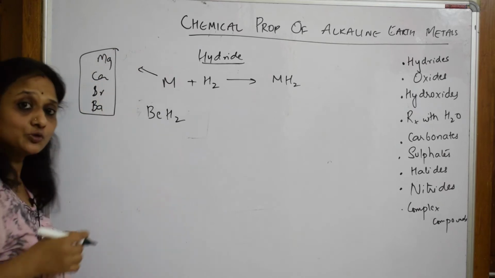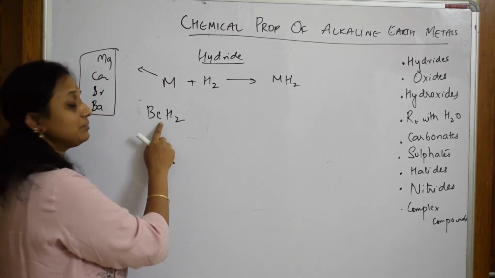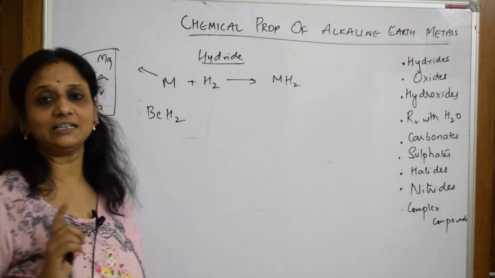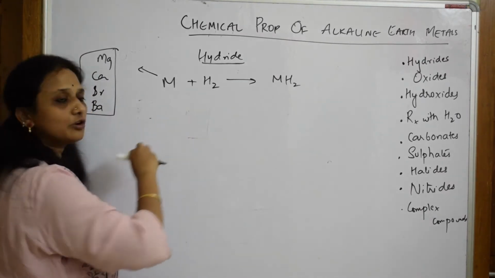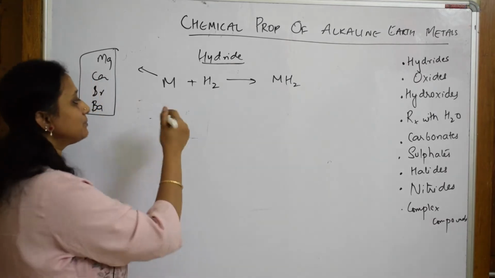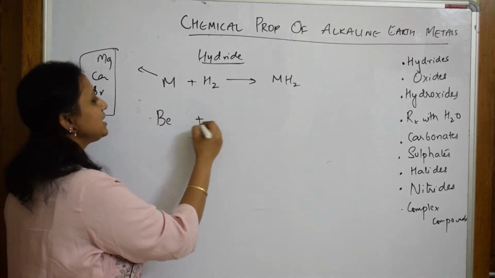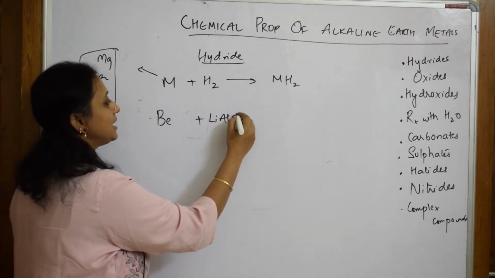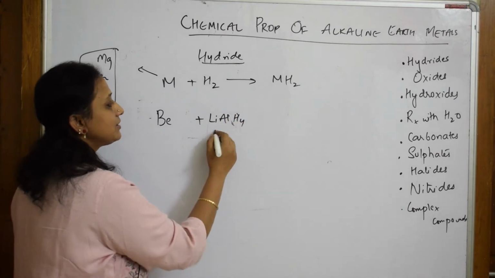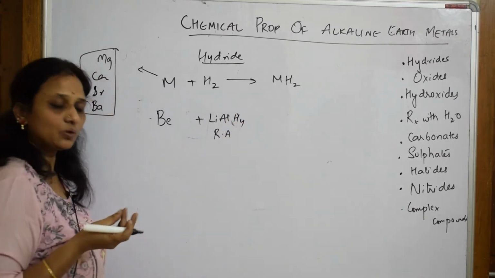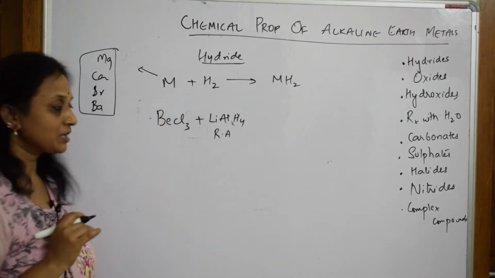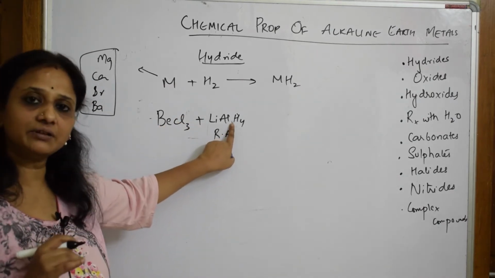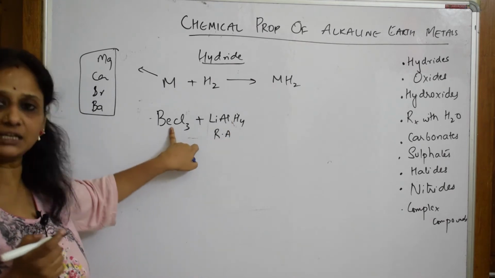But when it comes to beryllium, the formation of beryllium hydride, it will not directly react. Remember that. So what does it do? First of all, it's not going to form directly with hydrogen, and it's going to combine with a reducing agent like lithium aluminium hydride. Lithium aluminium hydride is a reducing agent, correct? Let me take this as beryllium chloride. What is the role of lithium aluminium hydride? It has to add hydrogen to beryllium, correct?